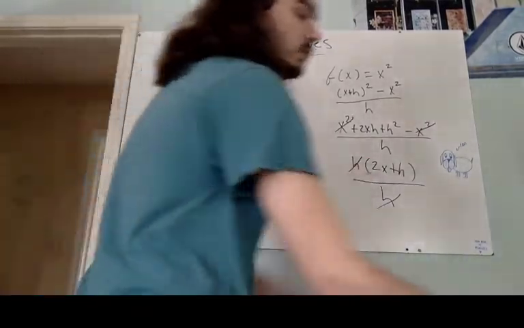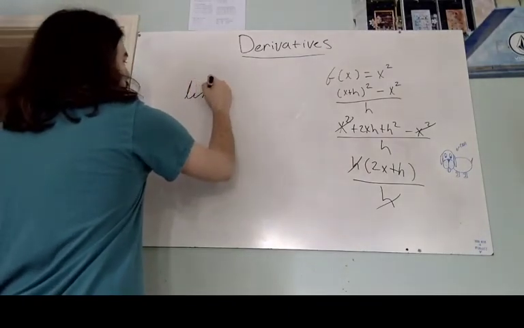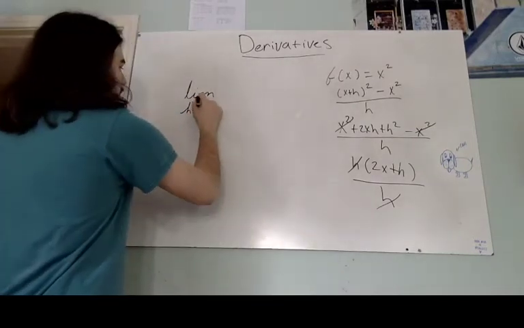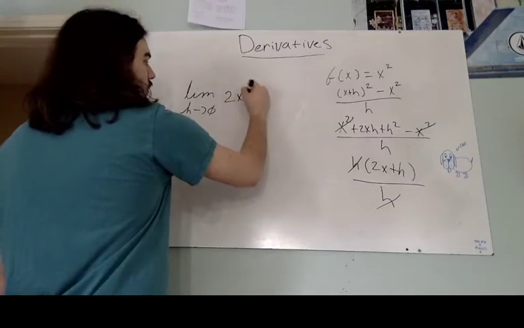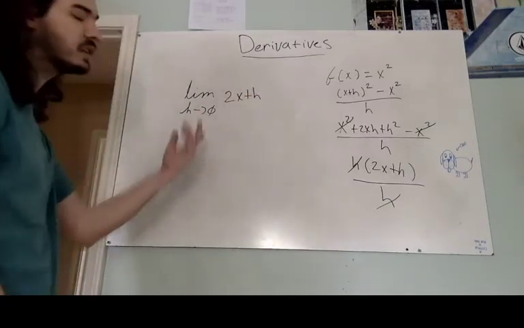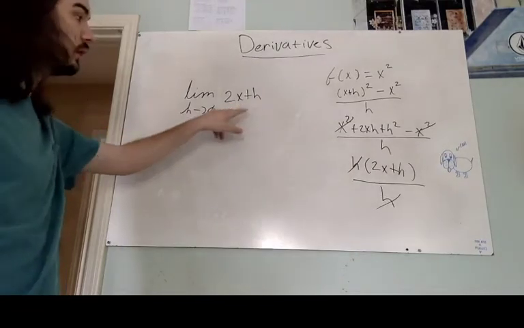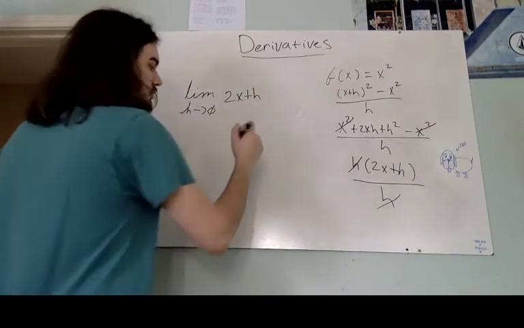So now I'm taking the limit as h goes to 0 of 2x plus h. What's going to happen to this is h becomes 0. This just eliminates itself, right? So now we just have 2x. So that tells me that the derivative of x squared is 2x.